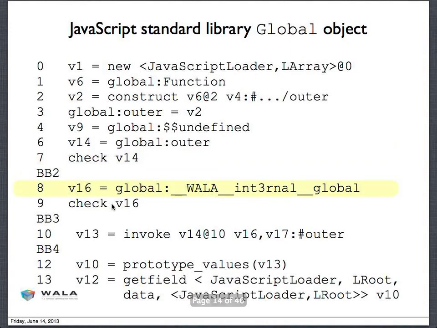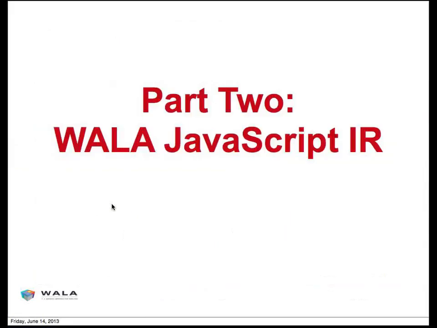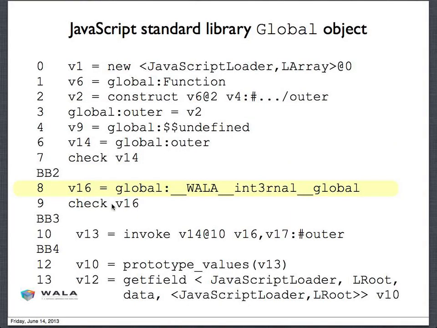Now, the next thing is the global object. Again, this is the way we model all of the global objects in the standard library, as such global variables. So we saw function here, undefined here. Now this is the global object.